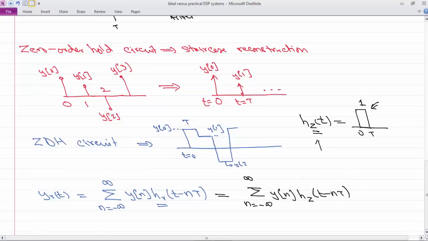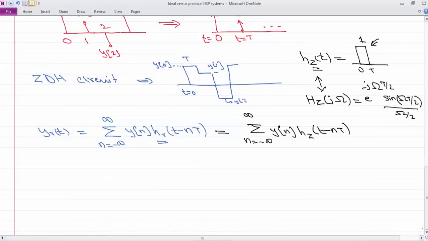And what is the frequency response of this filter, hz of j omega? The Fourier transform of this zero order hold pulse is a sinc in frequency, by the duality principle: sine of omega T by 2 over omega by 2. And since we are delaying it, it's not symmetric around 0. There is a phase shift, which is e to the minus j omega T by 2.